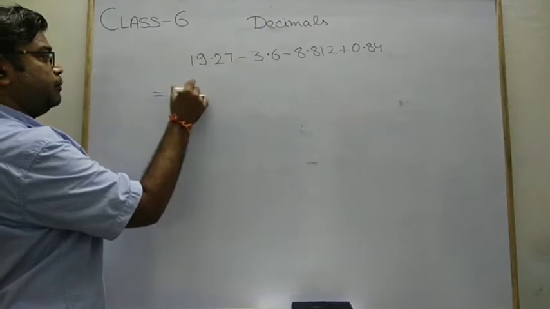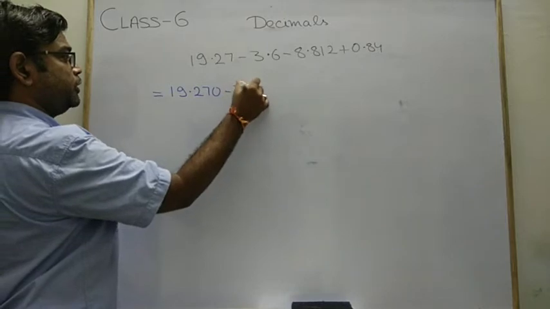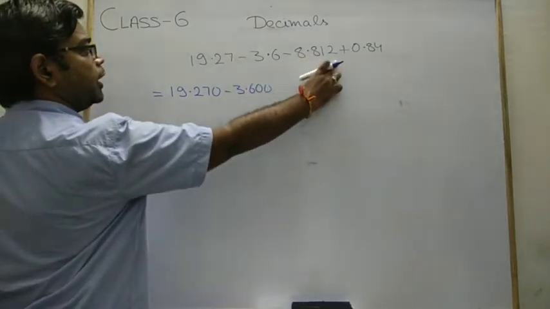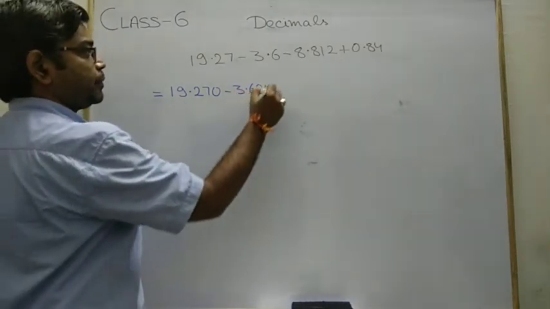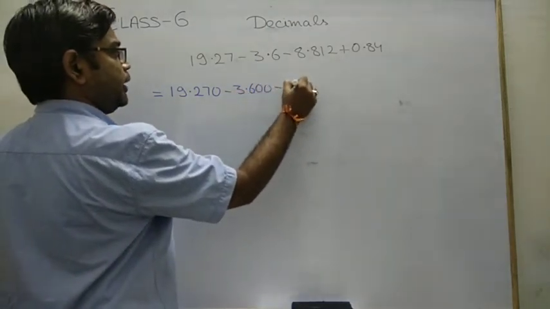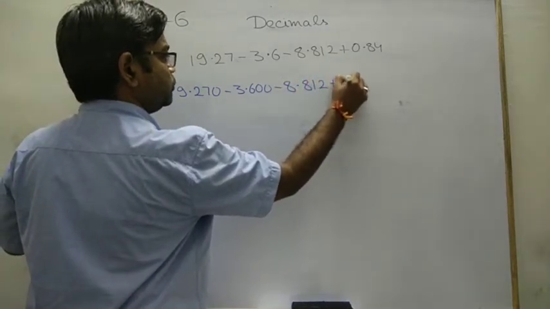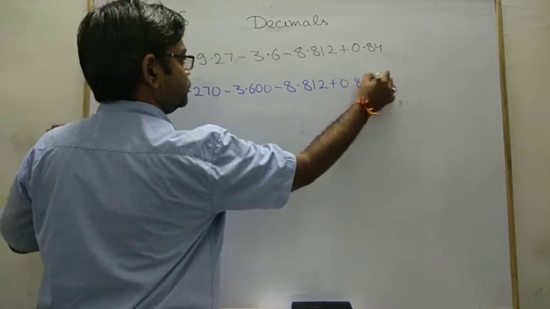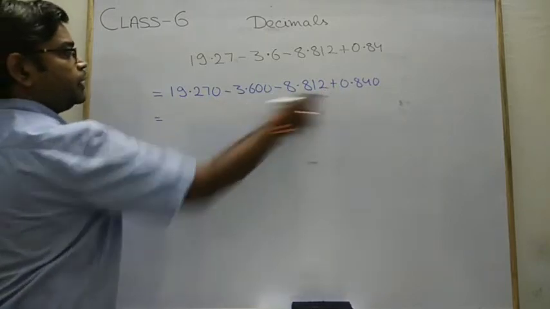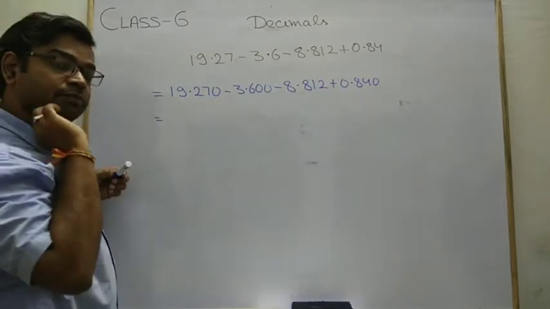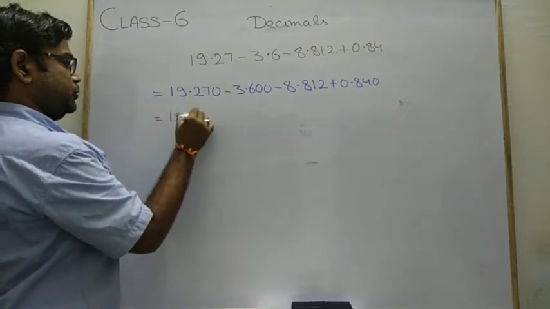We have 19.270 minus 3.600, because we know that the highest number of digits after the decimal is 3. So once again, 8.812 plus 0.840. Now when we start, first group same sign numbers together. So use an extra line.